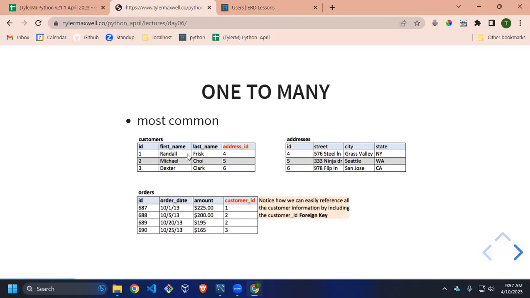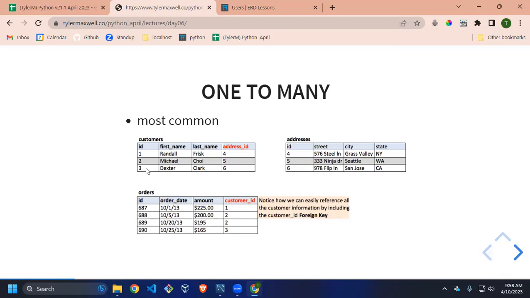Okay, so here are the customers: Randall Frisk, Michael Choi, Dexter Clark. Here are the orders. The order belongs to a customer if its foreign key corresponds to the primary key of the customer. Let me say that again. An order belongs to a customer if the foreign key corresponds to the primary key of the customer. Okay. So, having said that, how many orders does Michael Choi have?